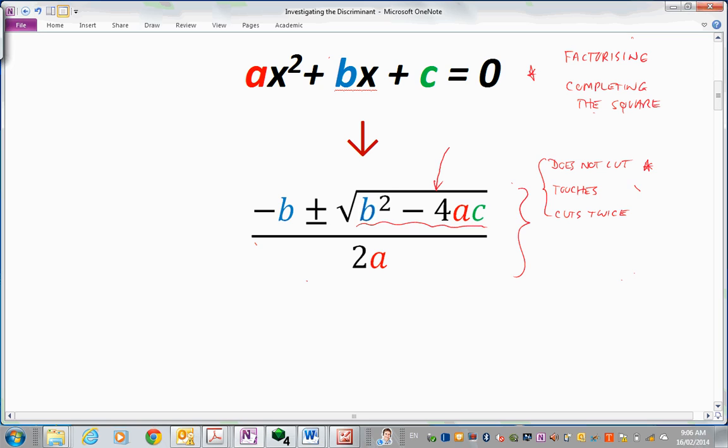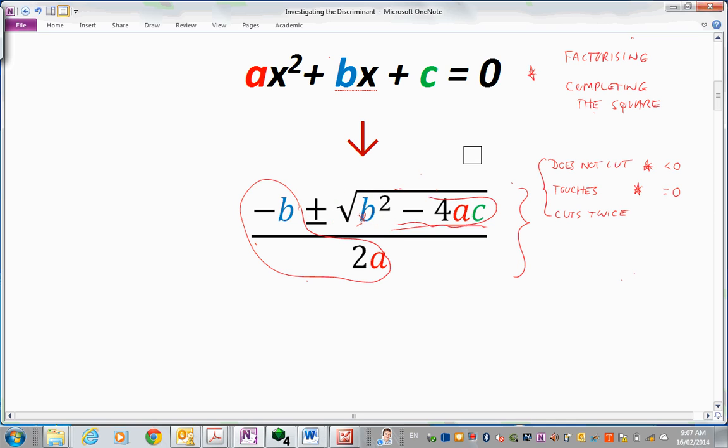What about just touches? Can you think of what number would be in here if you only had a touching point? One solution. Oh, maybe equals 0. So does not cut: the number in there would be less than naught. If you only had one answer, if this was 0 in here, square root of 0 is 0. So the answer would be neg b over 2a, because neg b plus naught and neg b take naught would just be neg b.